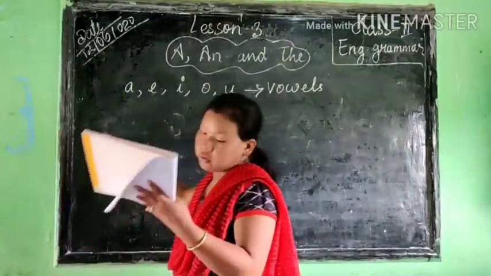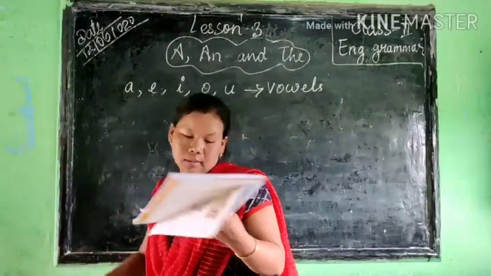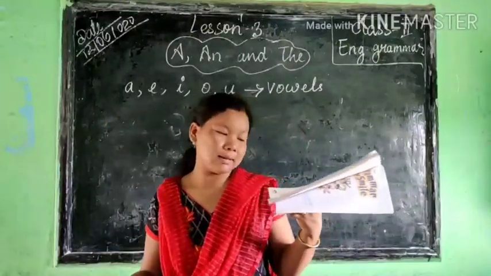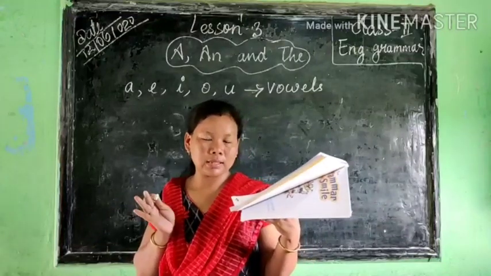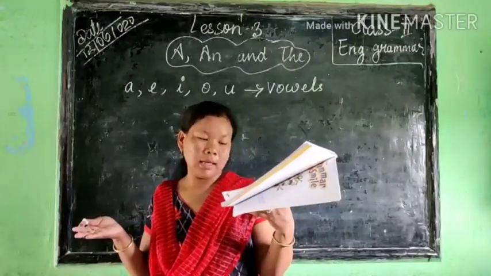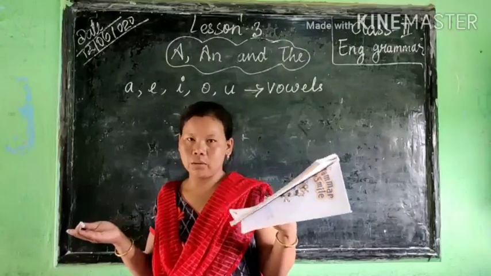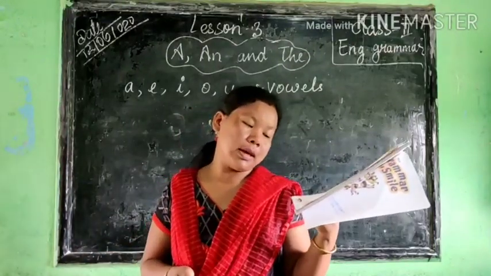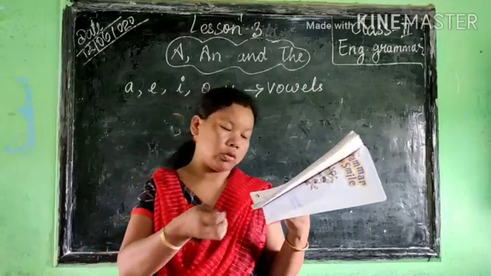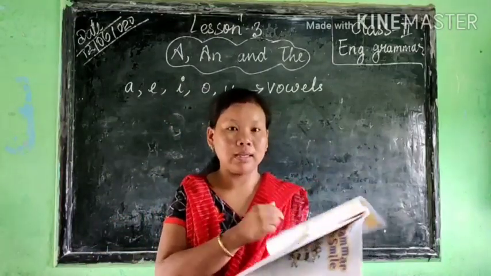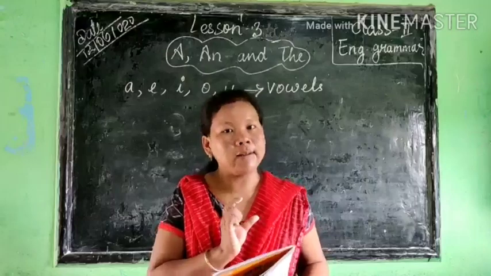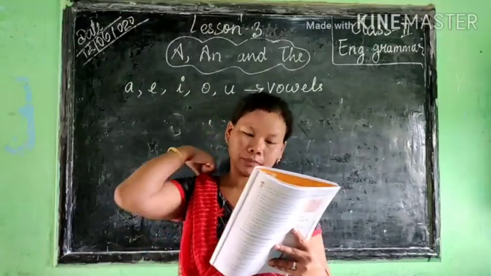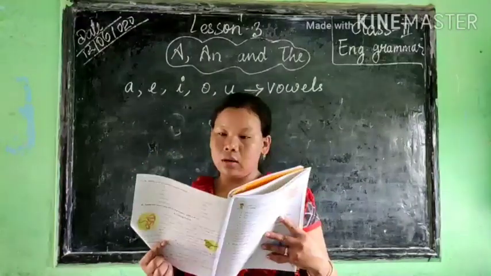Okay. So now, for example, also given: a cat, C-A-T, cat. C is not a vowel, it is a consonant, so we use a there. A parrot, a school, right? So now we use an before a singular noun, just now I have told you: an angel, an owl, an eel. Okay, if the first letter is a vowel, then we use an there. So now only this much.